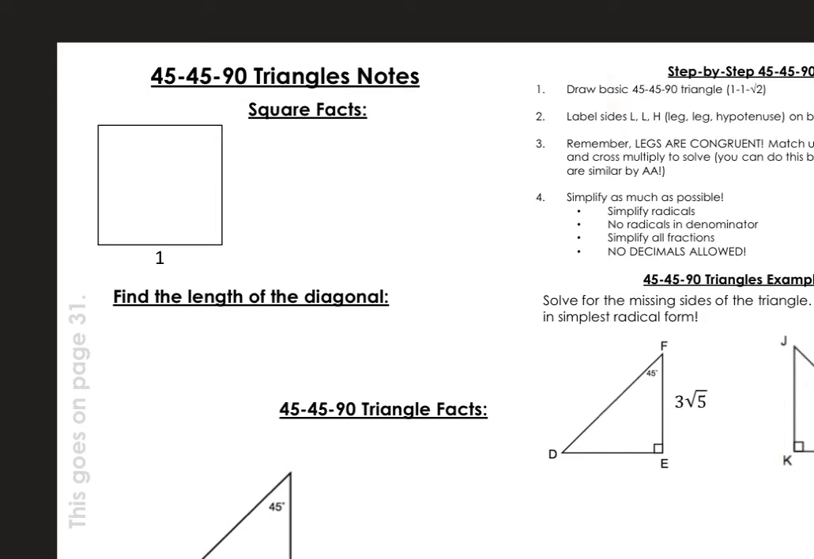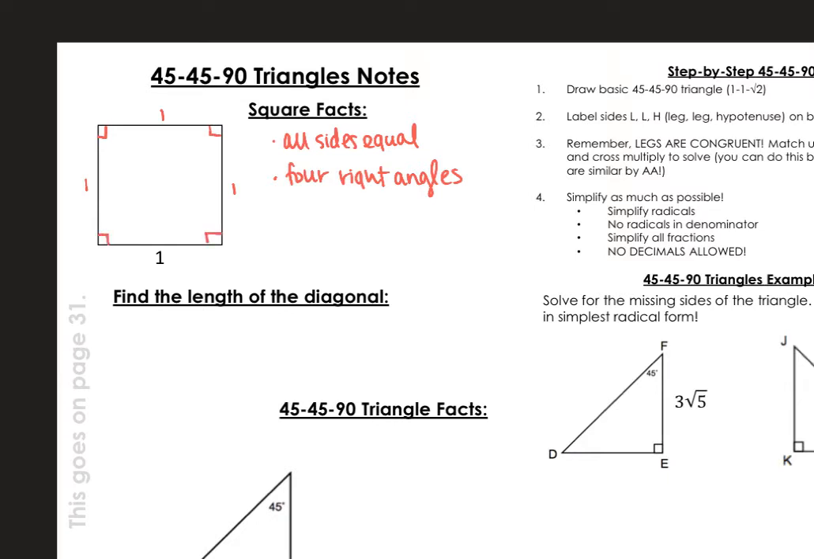So starting with 45, 45, 90, first we're going to talk about squares. So some facts about squares. All sides are equal, which means if one side is 1, we know that all the sides are 1. And then we know that we have 4 right angles. So each angle is a 90-degree angle.